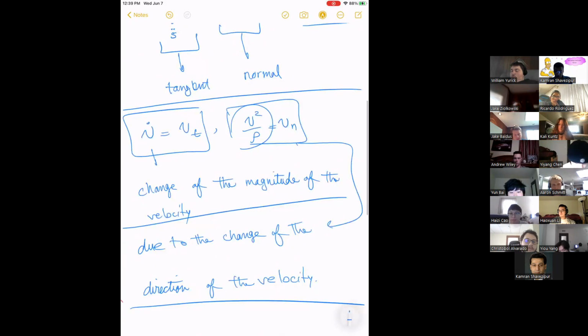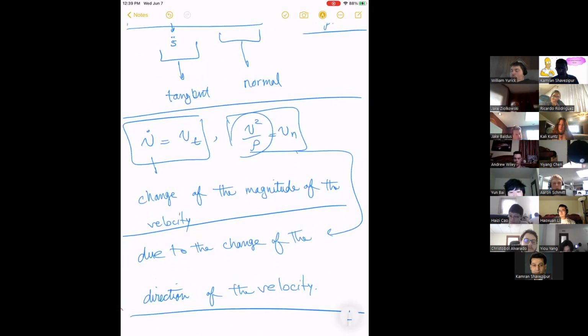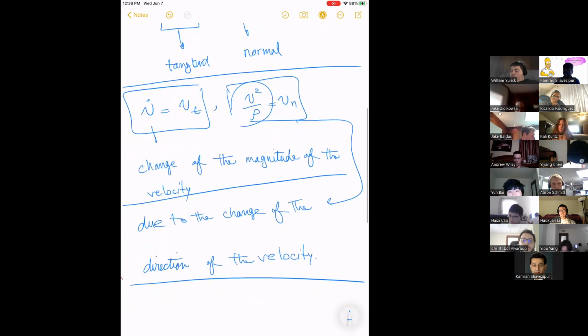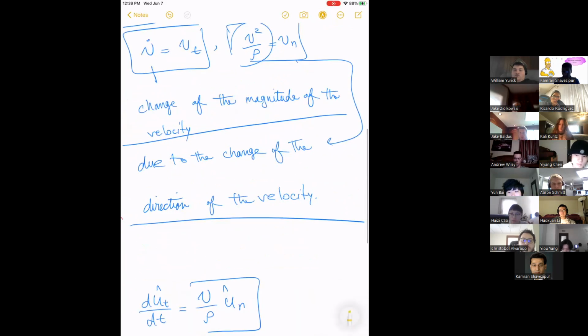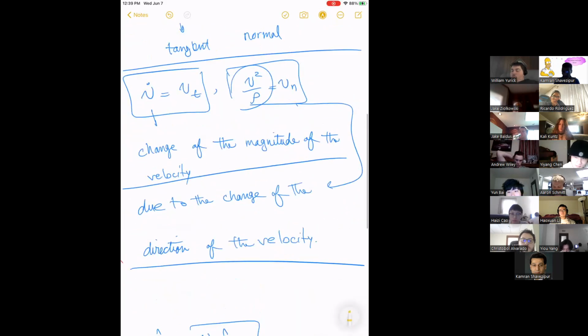So how could one of them be zero? If your velocity doesn't change direction, right? You go on a straight line, this one will be zero. Right? If you don't move, the v dot equals a of t, or a sub t, not v sub t?